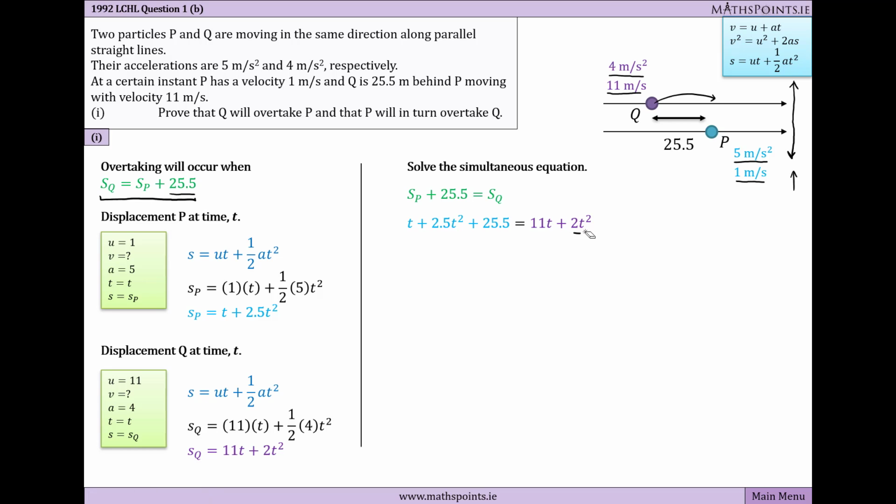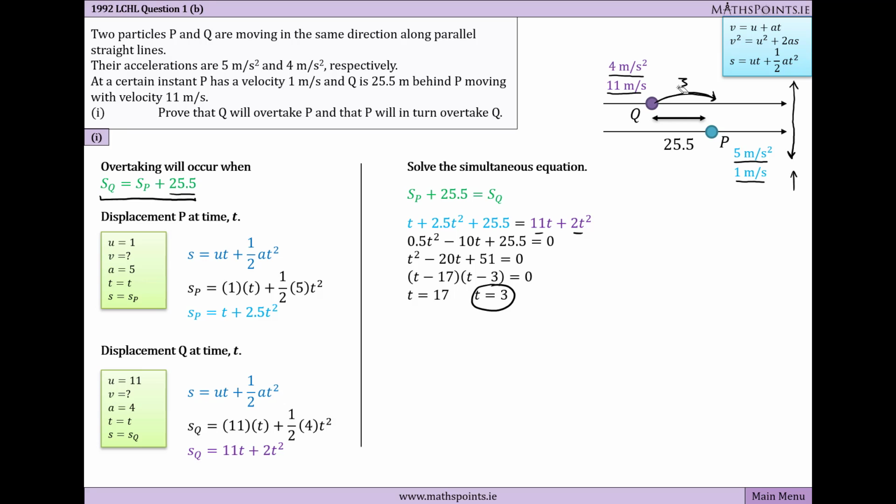I'm going to subtract 2T squared from both sides and 11T from both sides to collect all the terms on the left. 2.5T squared minus 2T squared is 0.5T squared. T minus 11T is minus 10T, and then plus 25.5 is equal to 0. We can see that if we multiply across by 2, we get a quadratic of T squared minus 20T plus 51 is equal to 0. This is easily factorizable. We can factorize it as T minus 17 and T minus 3 equals 0. And so our two solutions are that overtaking occurs after 3 seconds initially, that's when Q first overtakes P.